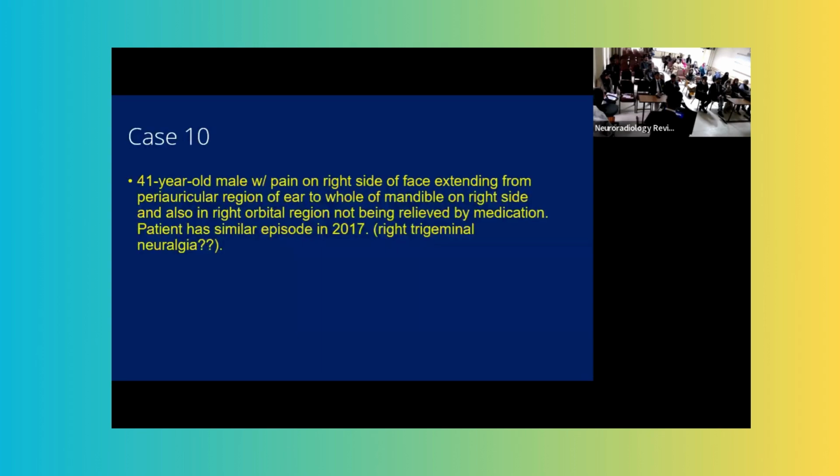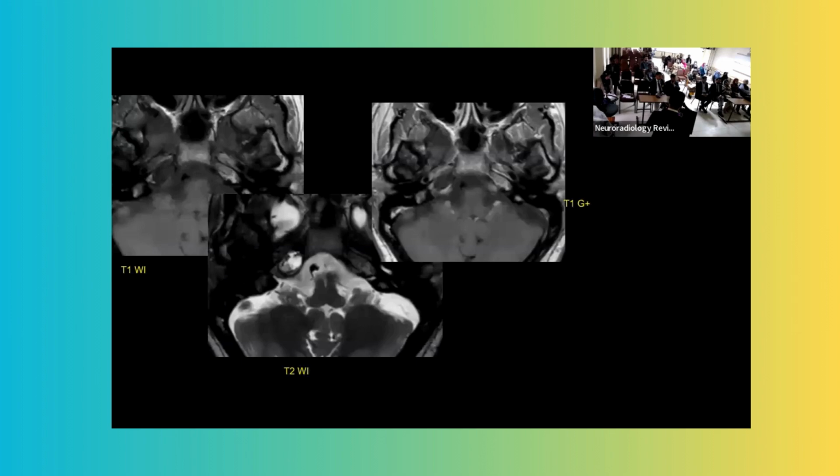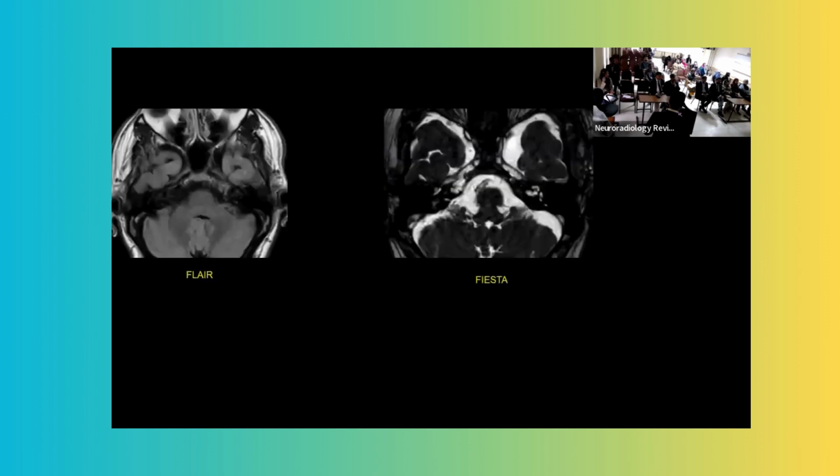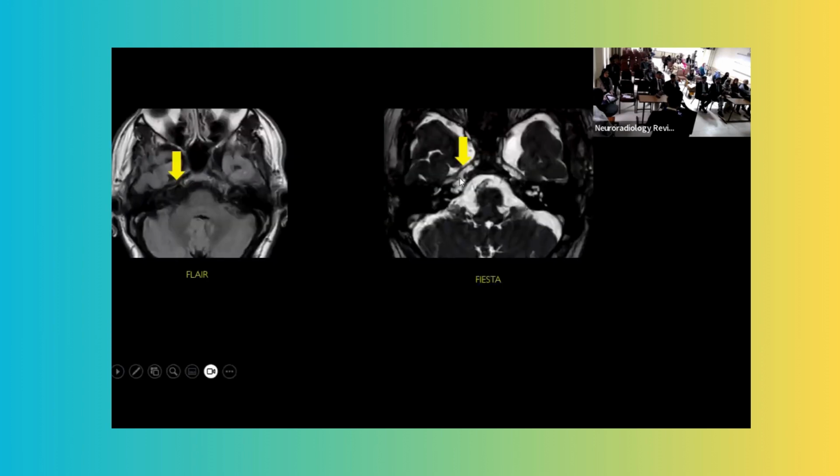So now coming to the petrous apex. So this is a patient with trigeminal neuralgia on the right side, 41 years old male. And the patient has a lytic lesion on the right temporal bone. You can see the lytic lesion on the right petrous apex, and following the CSF signal on all pulse sequences, T2 bright, T1 dark, and no contrast enhancement, and suppressing on the FLAIR sequence. So it was basically a petrous apex cephalocele, which can be causing trigeminal neuralgia because this lesion is communicating with the Meckel's cave where the Gasserian ganglion resides.